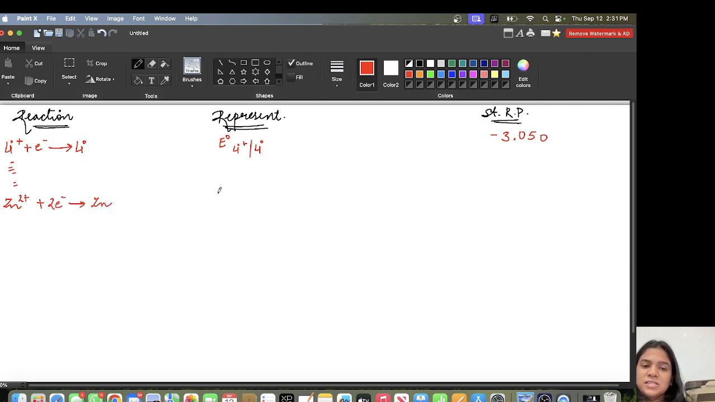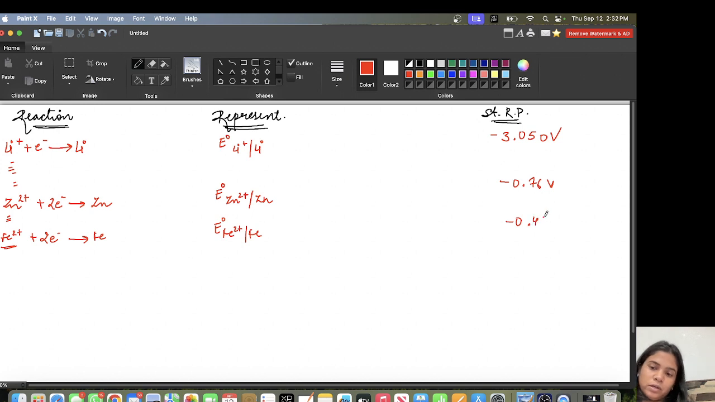And how will you represent it? E naught, standard, it's standard, right? That's why we are writing E naught. E naught, Zn2 plus and Zn. This has a value of minus 0.76 volt. Volt is the unit. When you go a little downwards, you will have iron also. Iron exists as Fe2 plus here, accepts 2 electrons to give you Fe. How will you represent it? E naught, Fe2 plus and then Fe, and the value is minus 0.45 volt.